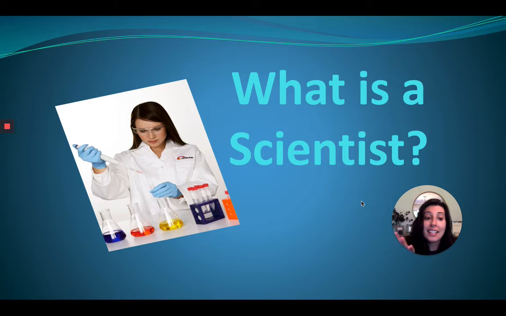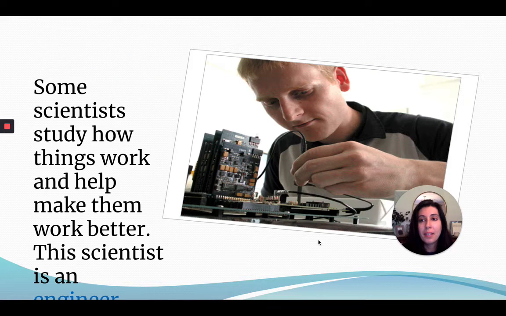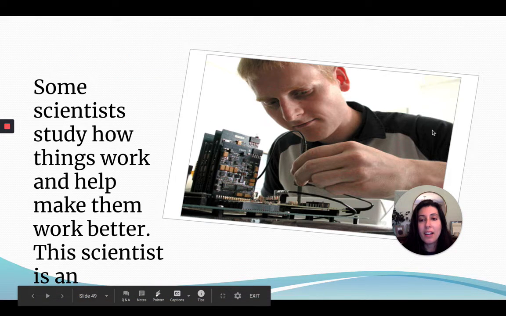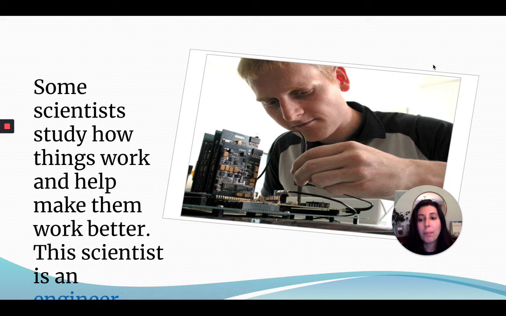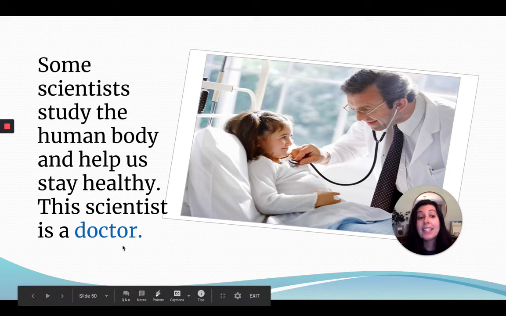what is a scientist? We've been exploring this question for a little while now. Let's learn some more and keep growing our knowledge. Scientists study the world around us. Some scientists study how things work and help them work better. This scientist is an engineer. Some scientists study the human body and help us stay healthy. This scientist is a doctor.